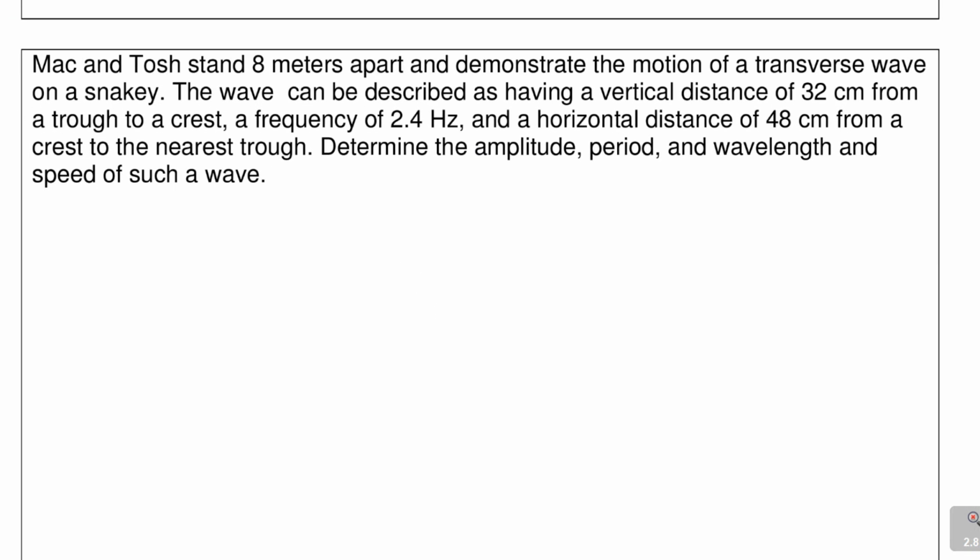Last one for this lesson. Mac and Tosh stand 8 meters apart and demonstrate the motion of a transverse wave. So what's the distance apart? They are 8 meters apart. And then on a snaky, the wave can be described as having a vertical distance of 32 centimeters from a trough to crest, a frequency of 2,4 hertz, and a horizontal distance of 48 centimeters from a crest to the nearest trough. Determine the amplitude, the period, the wavelength and speed of such a wave.